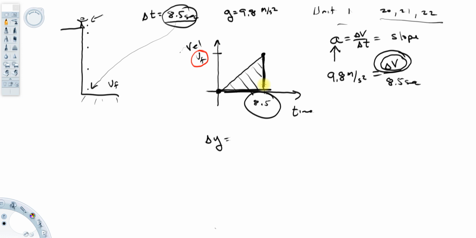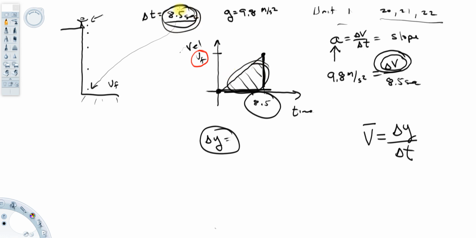Once you have that, you can do part B, where it says what is the average velocity. So your average velocity, I'm going to put a bar over it because bar means average. That's going to equal your change in y over your change in t. This is going to be your change in y, which you're going to get from this area, and the change in t is given in the problem. So that's quite a bit on that problem.